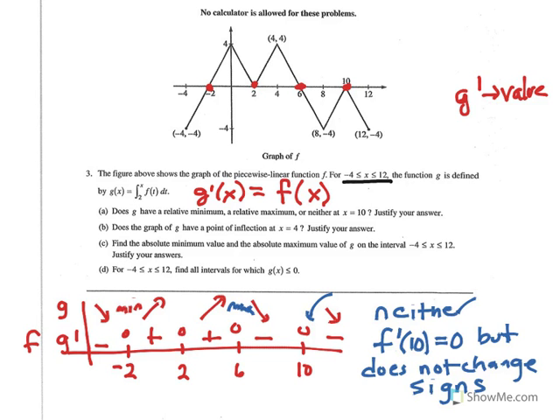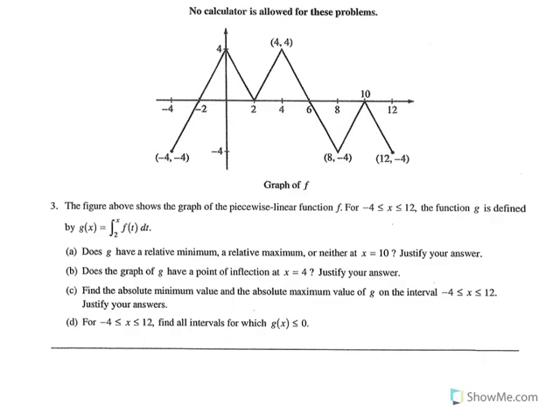So the next part of the question, part B, asks if the graph has a point of inflection. To look at the point of inflection, I need to see g double prime. If g prime was f, then g double prime is equal to f prime. That means g double prime is the slopes of this graph. So I'm going to do that on a different page. Here we go.